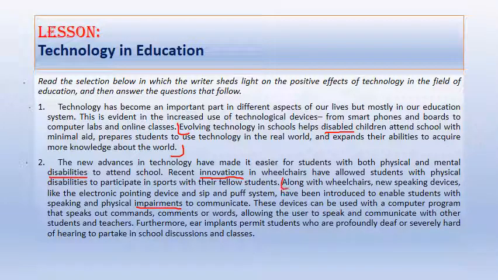These help them communicate. These devices can be used with a computer program that speaks out commands, comments, or words, allowing the user to speak and communicate with other students and teachers. Furthermore, ear implants permit students who are profoundly deaf, extremely deaf. Deaf means cannot hear, or severely hard of hearing, okay? To partake means to participate in school discussions and classes.